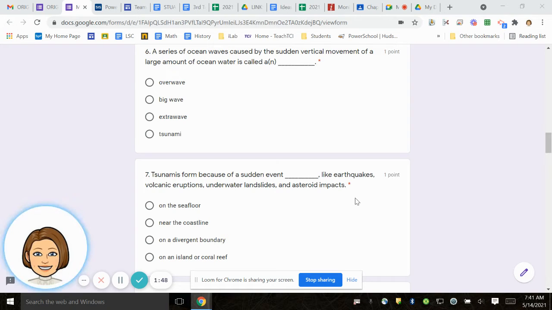Number 6. A series of ocean waves caused by the sudden vertical movement of a large amount of ocean water is called an overwave, big wave, extra wave, tsunami. Number 7. Tsunamis form because of a sudden event blank, like earthquakes, volcanic eruptions, underwater landslides, and asteroid impacts. On the seafloor, near the coastline, on a divergent boundary, on an island or coral reef.